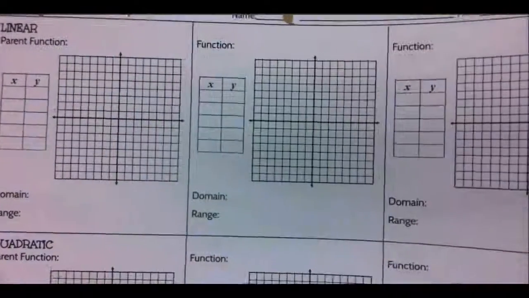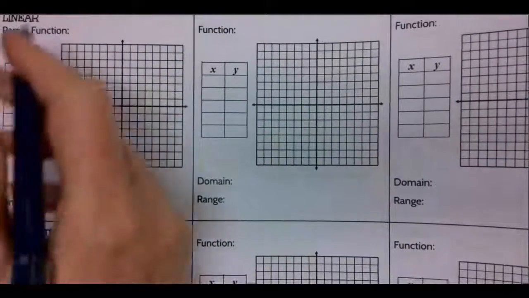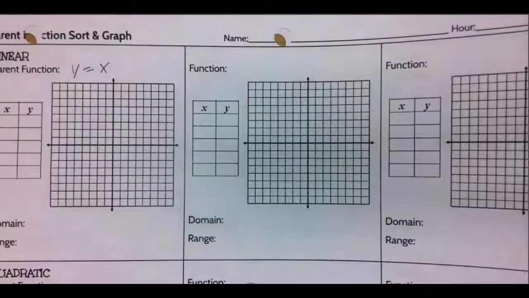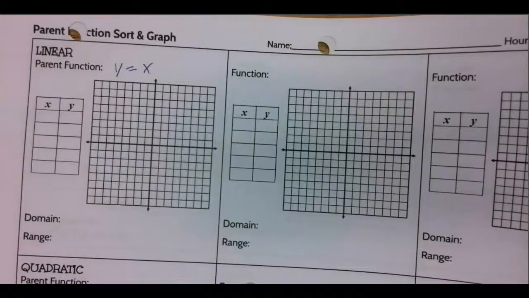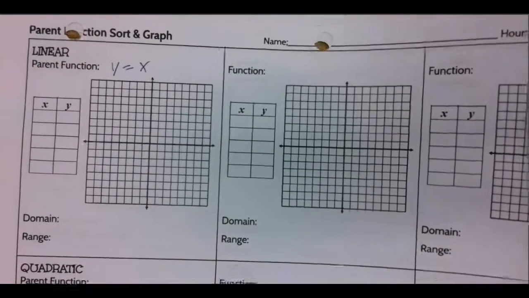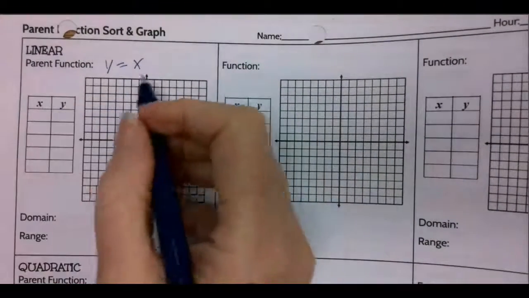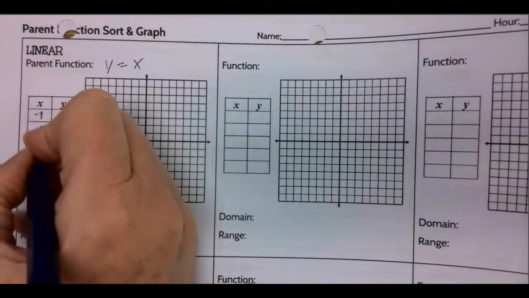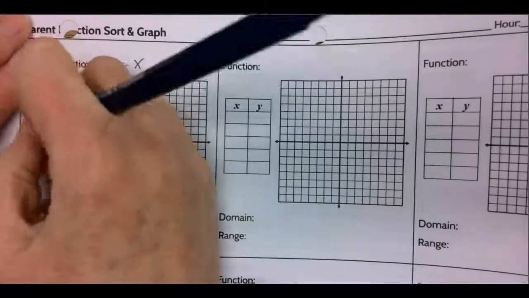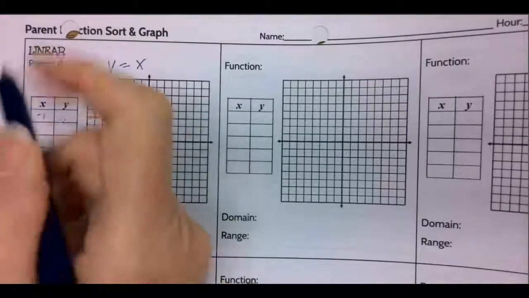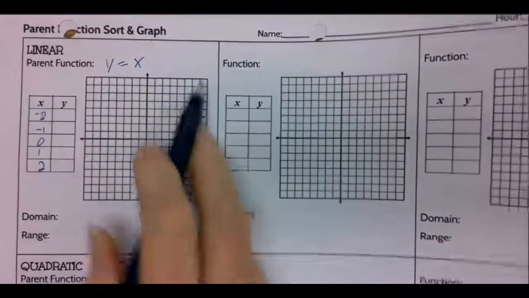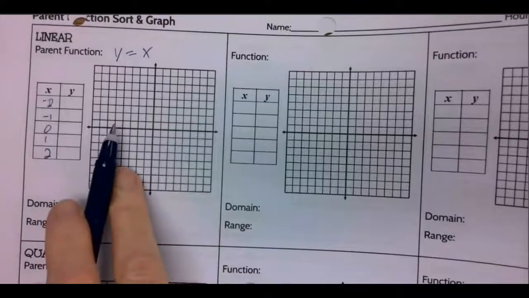I want you to put down the parent functions for all of these. The parent function for linear is y is equal to x. And the reason you do that is because this is what you're going to base your graphs off. We'll get into this later on. And if in doubt, pick -2, -1, 0, 1, and 2. Sorry, I didn't know there were 5 places there. And draw that parent function out. That's going to be really helpful if you do that.